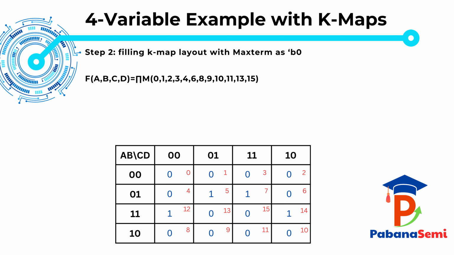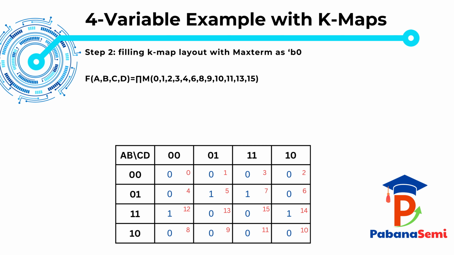The rows depict A, B arranged in gray code order: 0 0, 0 1, 1 1, and 1 0. Meanwhile, the columns illustrate CD, also in gray code order: 0 0, 0 1, 1 1, and 1 0. Each cell within the K-map corresponds to a unique Maxterm index, which is prominently displayed in red inside the cell.